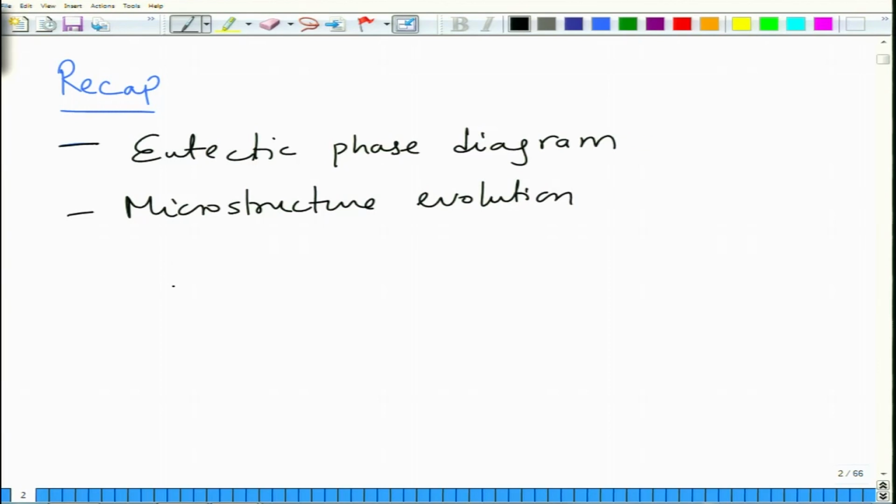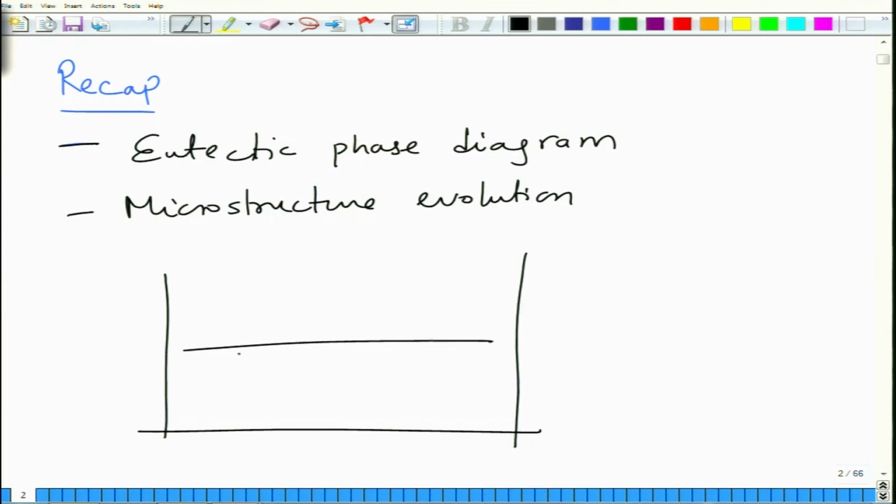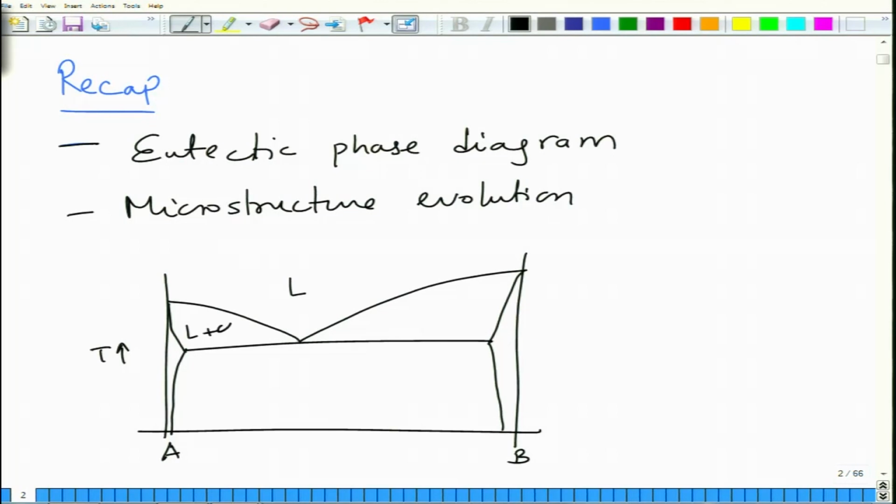So what we did was basically we took this eutectic phase diagram. It's just a schematic eutectic phase diagram in which you have, let's say, A and B. Between A and B and temperature you have these phase fields: liquid plus alpha, liquid plus beta, alpha plus beta, and you have alpha terminal solid solution and beta terminal solid solution.